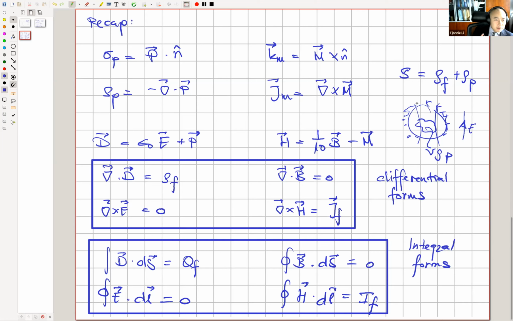So for example, in Griffiths, these are typically called bound charges. So these are not things you can extract from the system, but they effectively exist only because you have a net polarization.